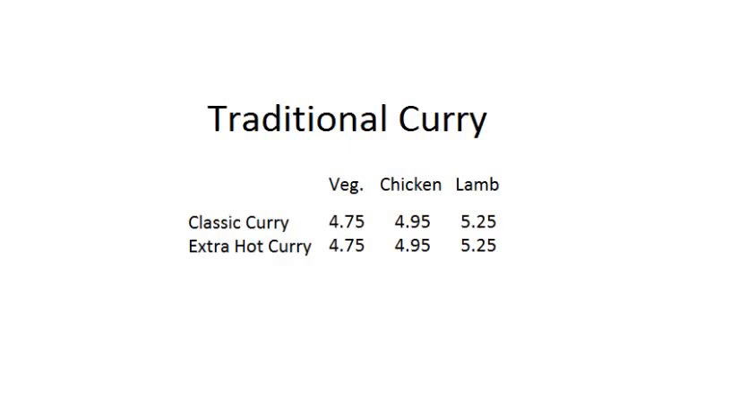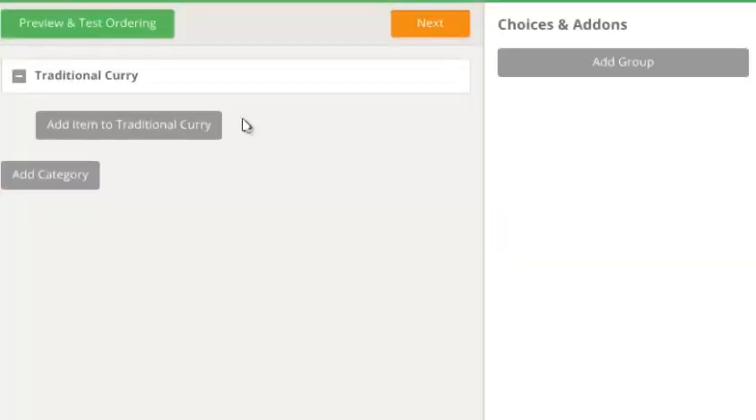Hi! In this video, I'll show you how to offer different types of the same dish at different prices. Let's take the example of an Indian restaurant. For each curry dish, we can select the type of meat which comes at a different price.